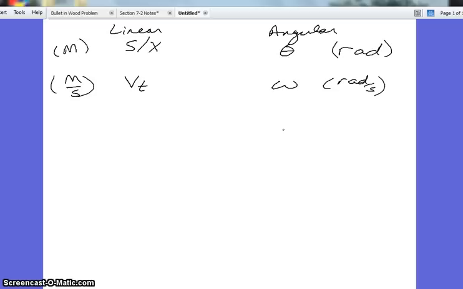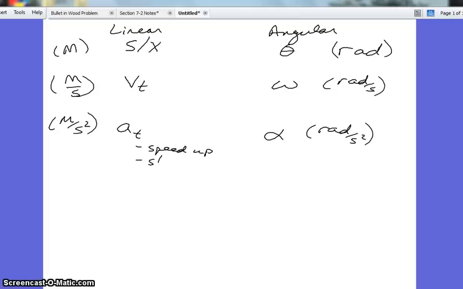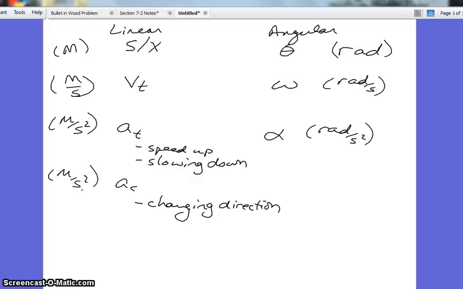And then our acceleration, we had angular acceleration of radians per second squared. And here we have two of them. Our tangential acceleration, which is speeding up or slowing down. And our centripetal acceleration, which is from changing direction. Both of which are in meters per second squared. So English letters in the linear column, all meters in the linear column. Greek letters in the angular column, all radians in the angular column.